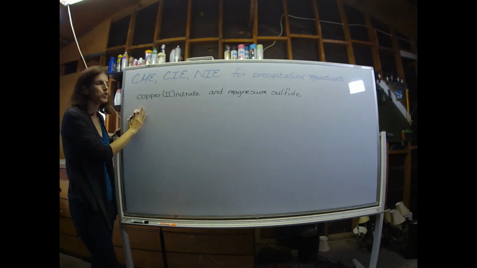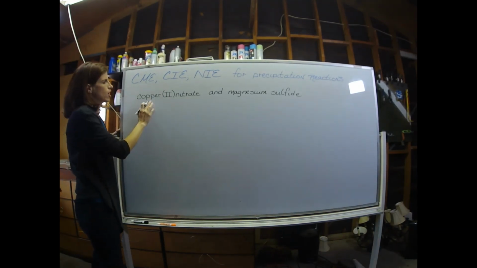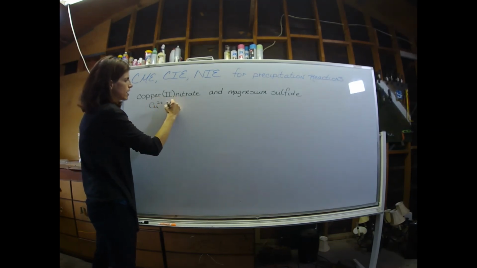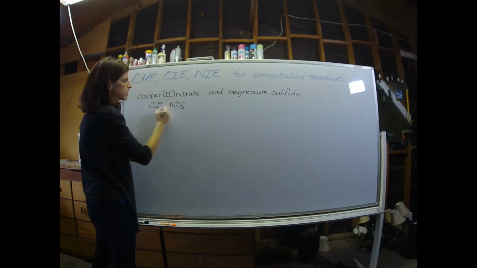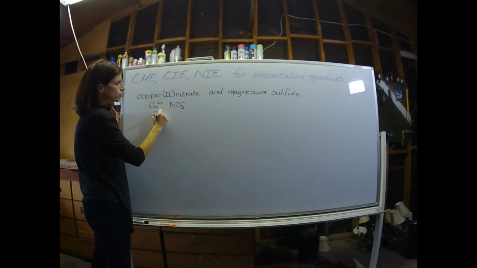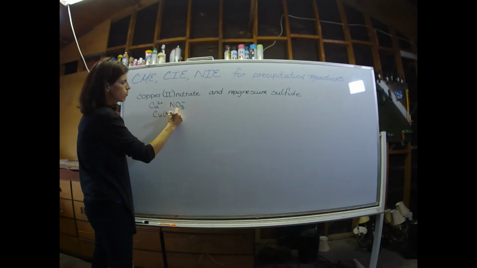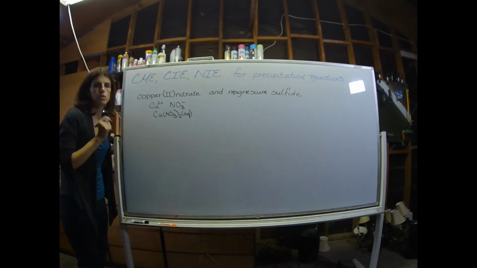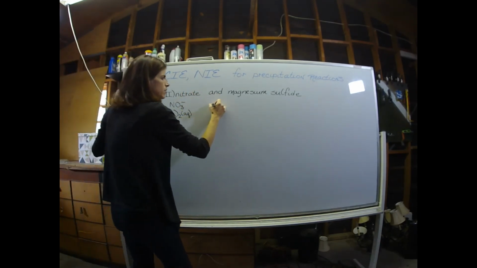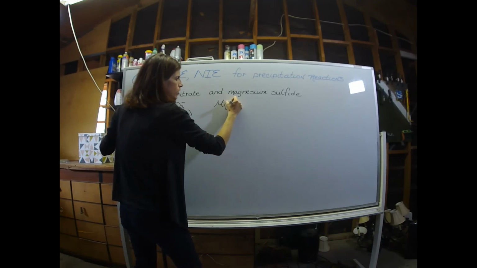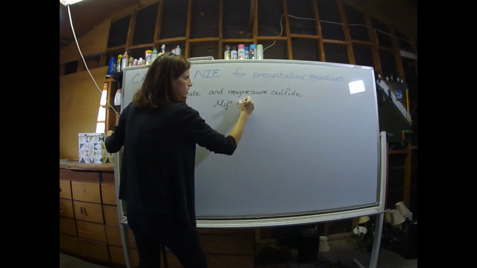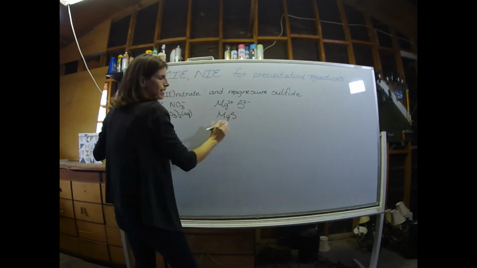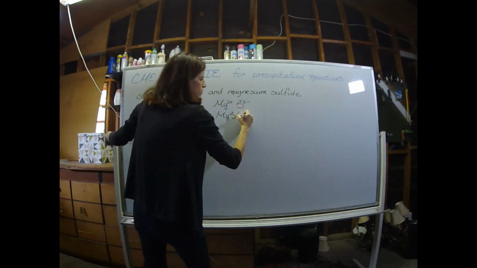Here we have copper 2 nitrate with magnesium sulfide. So for copper 2, I know that that's going to be Cu2+ and NO3-. The reagent then, after I do the crisscross, will be Cu(NO3)2, and I know that that will be aqueous due to the nitrate ions. Magnesium's in group 2, so I'll do a 2+. Sulfide comes from sulfur, that's in group 6A. Plus 2 and minus 2, it's going to be a 1-to-1 magnesium sulfide, which will also be aqueous.